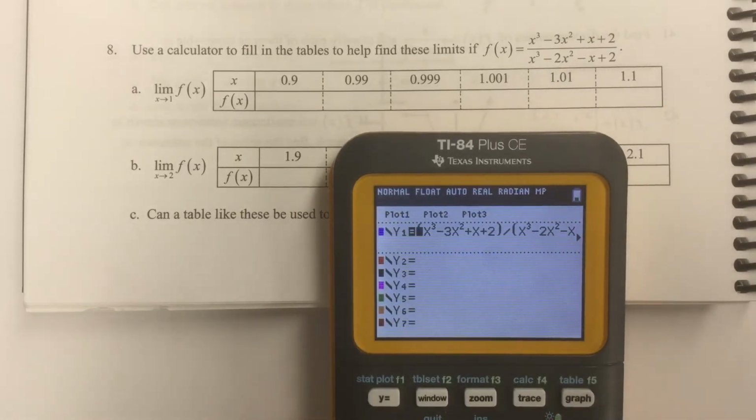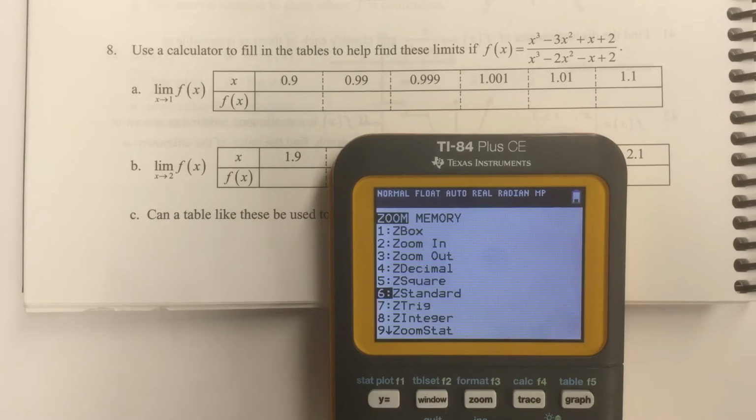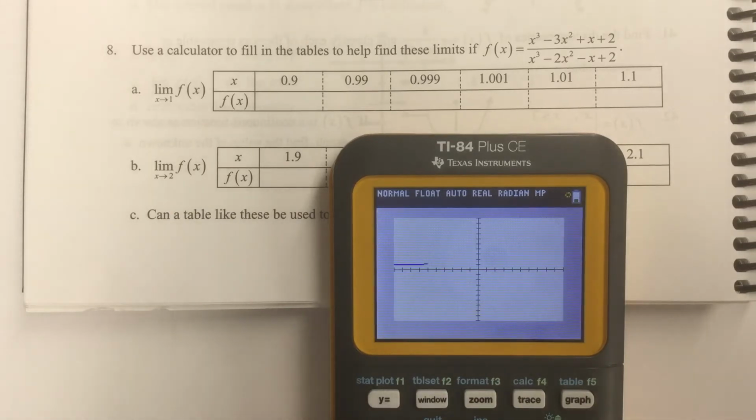Okay, so when I go to do that, I'm going to start out just by going into my table set. Let's look at the graph actually first. If I go to Zoom Standard, go down to there. So it looks like that. So it sure looks like there's a vertical asymptote at -1, maybe +1. Okay, so let's see what happens.